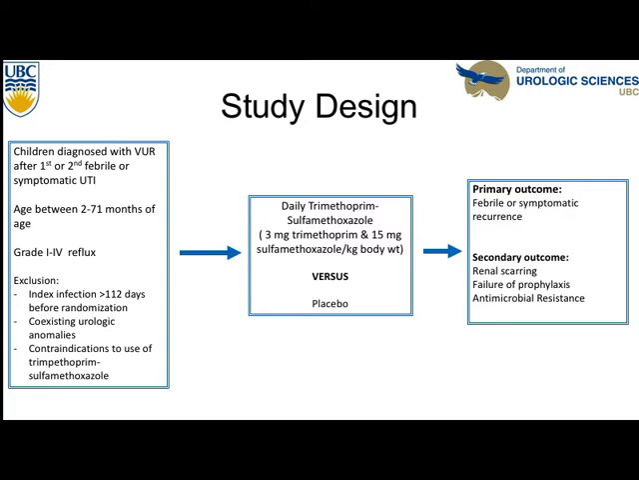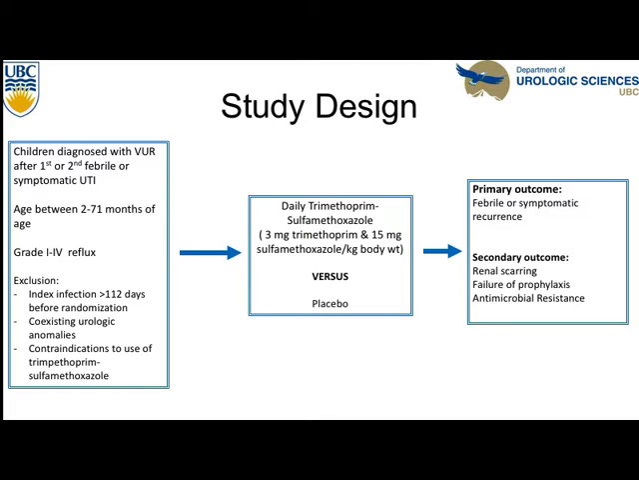They then performed DMSA scans to evaluate renal scarring at 1 year, then at 2 years, which was a study endpoint. So it was a 2-year follow-up after all of this. Their primary outcome, as mentioned, was febrile or symptomatic recurrence, and secondary outcomes were renal scarring, failure of prophylaxis, and antimicrobial resistance, which is one of the questions that has always been raised with antimicrobial prophylaxis before this study.